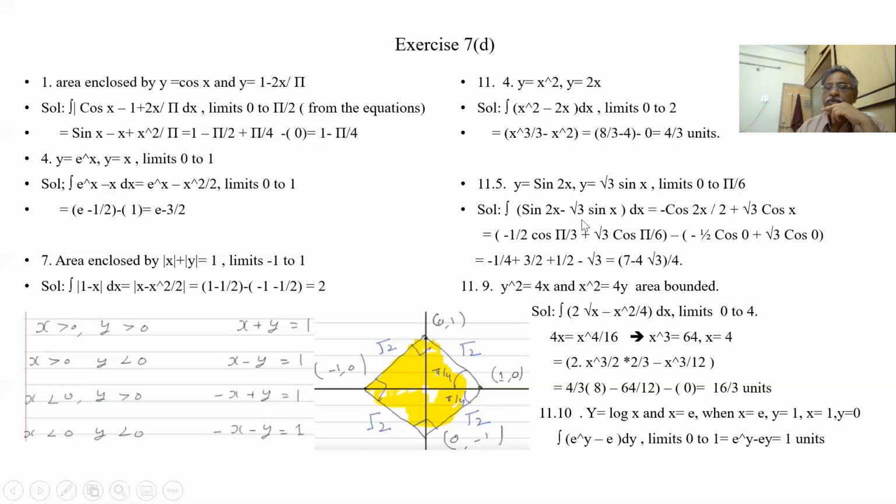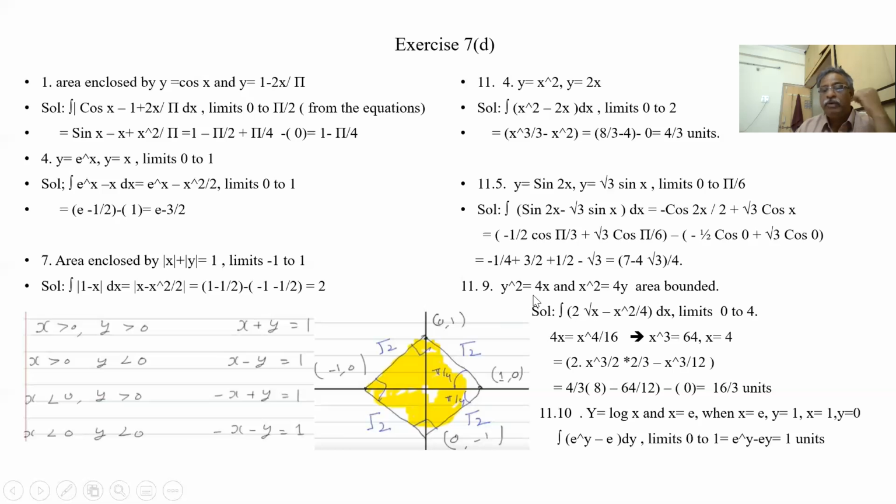So when I am doing sin 2x minus root 3 sin x, the integral of sin 2x is minus cos 2x by 2, minus root 3 into the integral of sin x, which is cos x, so plus root 3 cos x. I substitute 0 to pi by 6. I am getting 7 minus 4 root 3 by 4. Write 1 by 4 into 7 minus 4 root 3.